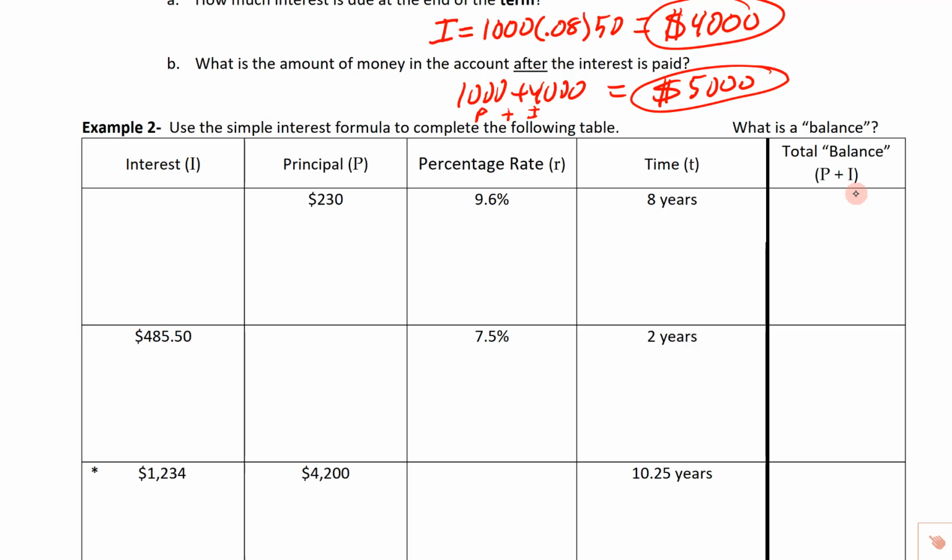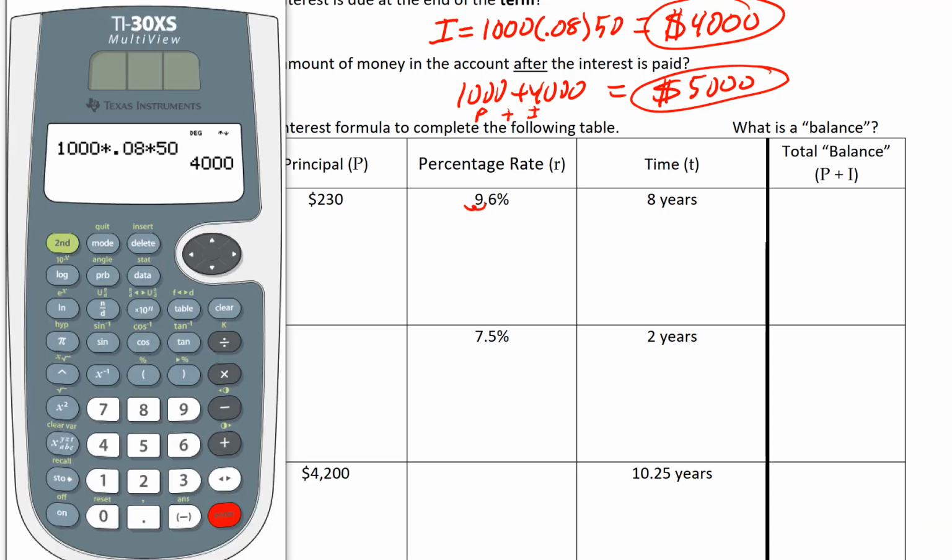So let's take a look at this. We're going to be given 3 pieces, and we've got to find the other one from the formula. So again, the formula here is I equals PRT. Now, I would write that down repeatedly as you're doing the assignment until you've got this memorized. So we have the principal, we have the percentage rate, and we have the time. So let's just write down I equals $230. That's the principal. The interest rate, move that over 2 places, so that's going to be 0.096, and then we're going to times that by 8.